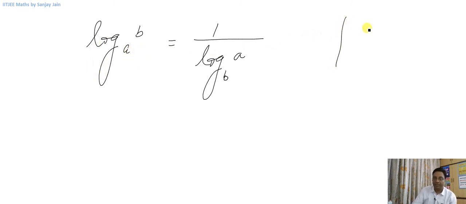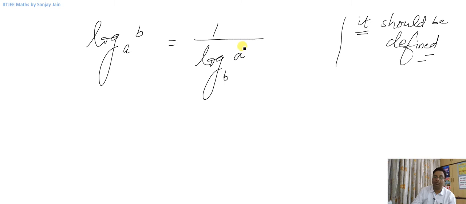For example, if let us say you have got an expression like this, log b to the base a, you can convert it into an expression, or you can write it in another way, 1 by log, now the argument will become the base and base will become the argument. Okay, in all these conversions or manipulations, I am already saying that it should be defined first. It should be defined, right? And when I say it should be defined, both sides should be defined.